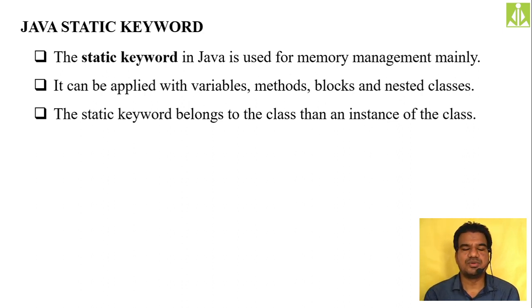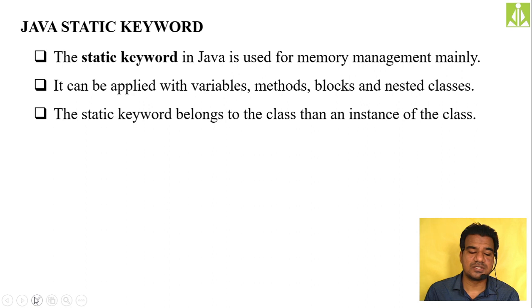As our computer memory is limited in amount, whatever applications we are developing using any programming language, the programming language must have a way to do the memory management. So using the static keyword is one such trick, one such technique. Then we said the static keyword can be applied to variables, methods, blocks, and nested classes. Among these four, we discussed the first two.